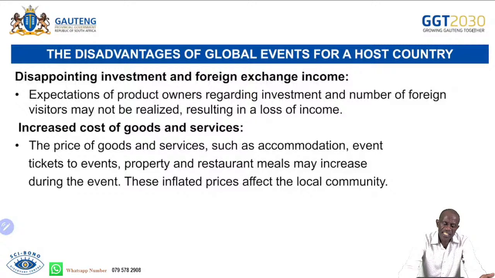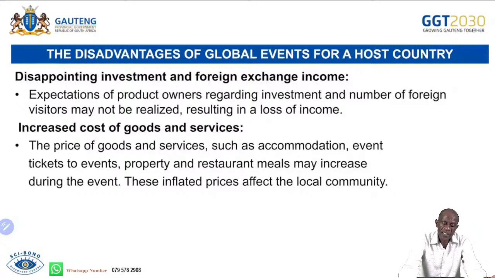Other disadvantages are disappointing investment and foreign exchange income. Expectations of product owners regarding investment and number of foreign visitors may not be realized, resulting in a loss of income. So what if you invest a lot into your products only to find that it attracts fewer people around the world? Then the whole investment ran into a loss.